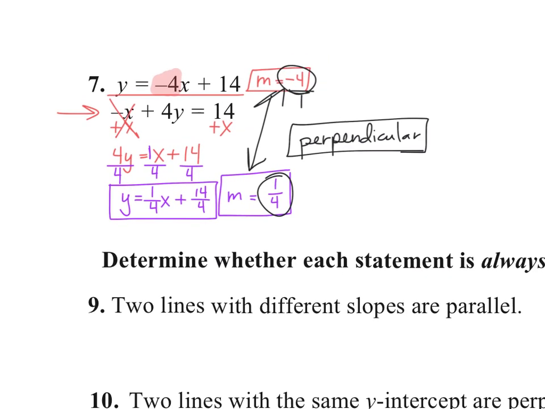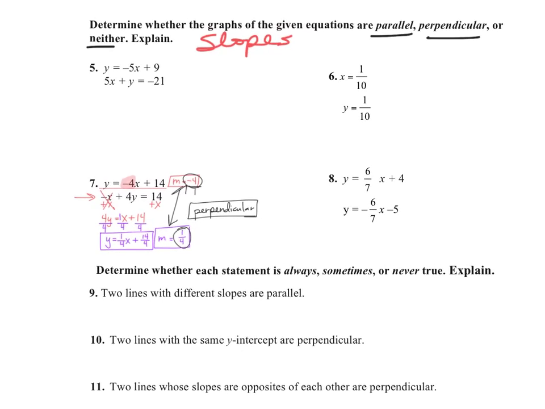Okay, so that's number 7. Just a real quick look. What would number 6 be? If x equals a number and y equals a number, do you remember what those are? When x equals a number, that's a vertical line. When y equals a number, that's a horizontal line. What do you know about vertical and horizontal lines? They are perpendicular, right? So number 6 should be perpendicular too.